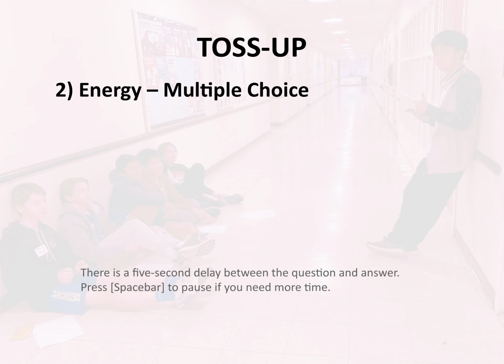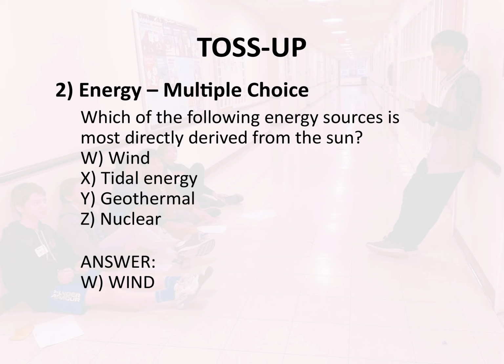Toss-up 2. Energy, multiple choice. Which of the following energy sources is most directly derived from the sun? W. Wind. X. Tidal energy. Y. Geothermal. Z. Nuclear. Answer: W. Wind.